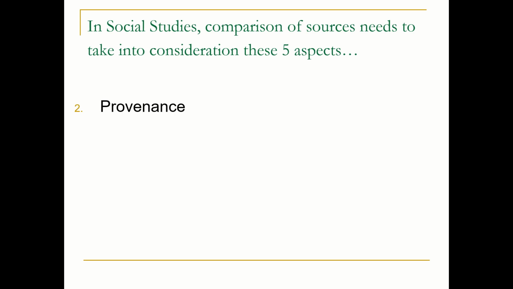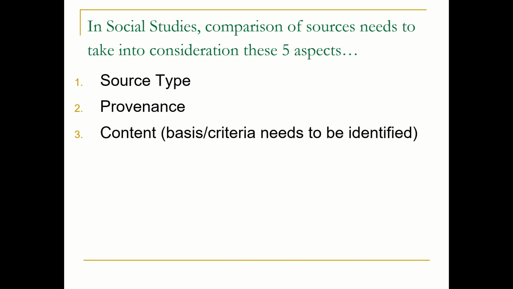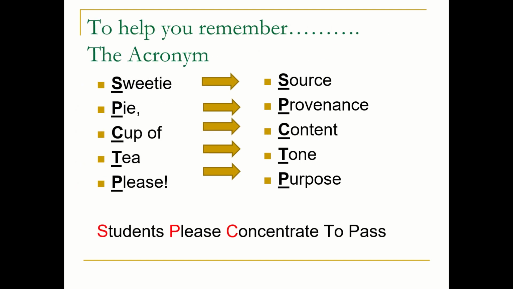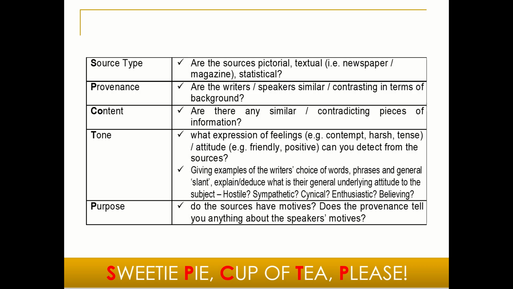Okay, so how do we compare? In social studies, we take a look at these 5 aspects: source type, provenance, content, tone, and purpose. Now, it feels like quite a lot, right? So here are acronyms to help you remember. You can think of students, please concentrate to pass, or sweetie pie, cup of tea, please, whatever works for you.